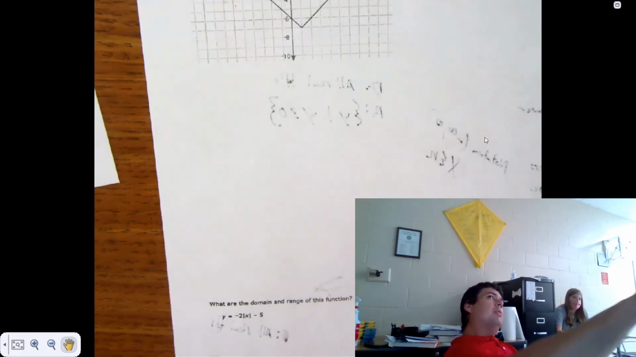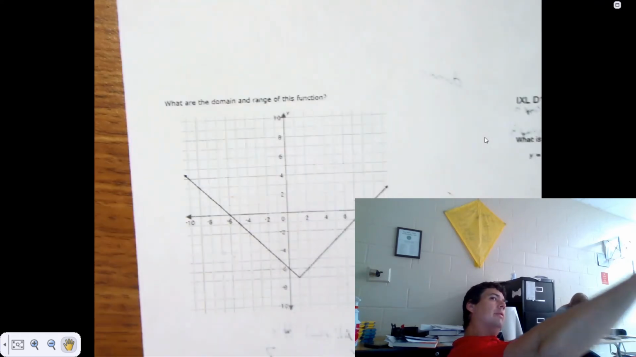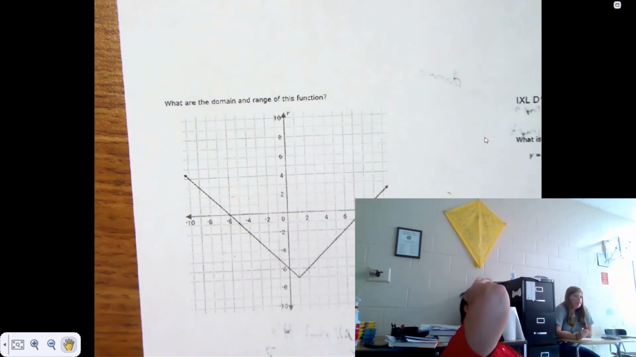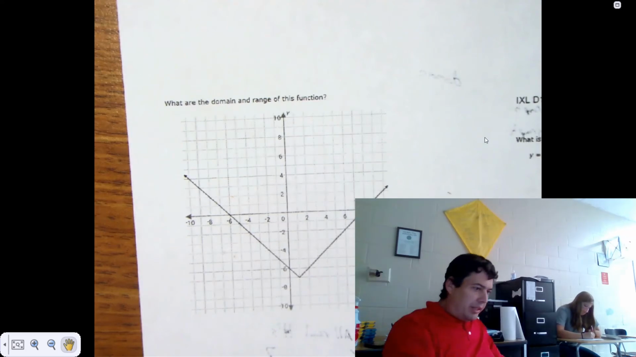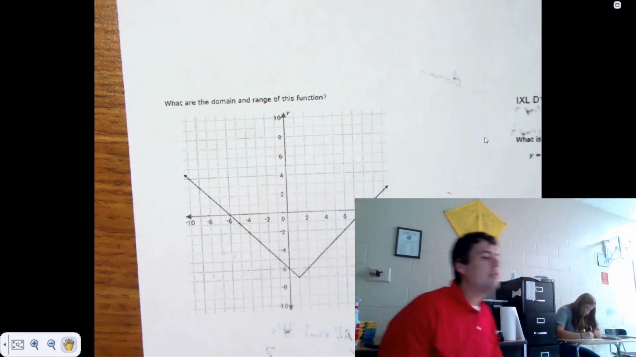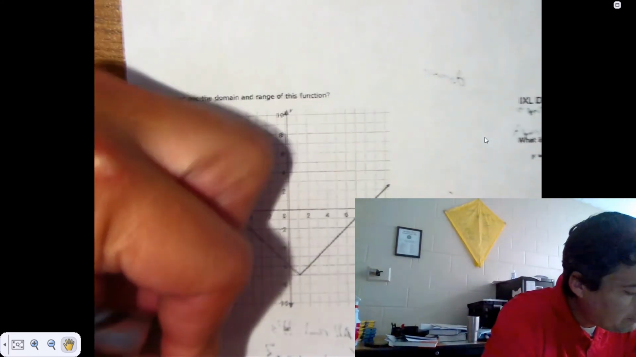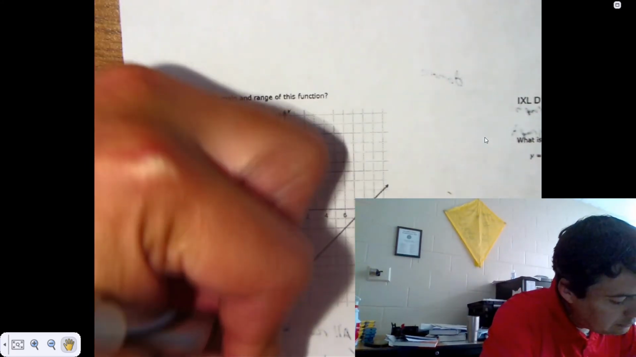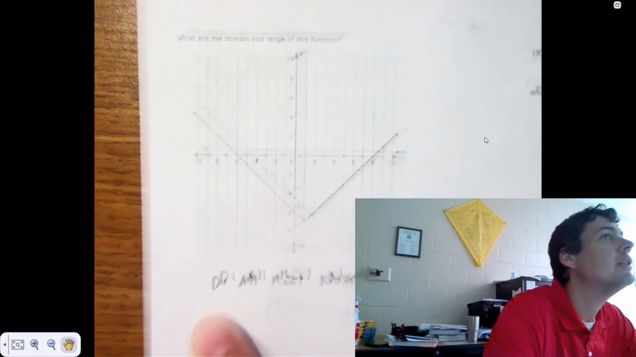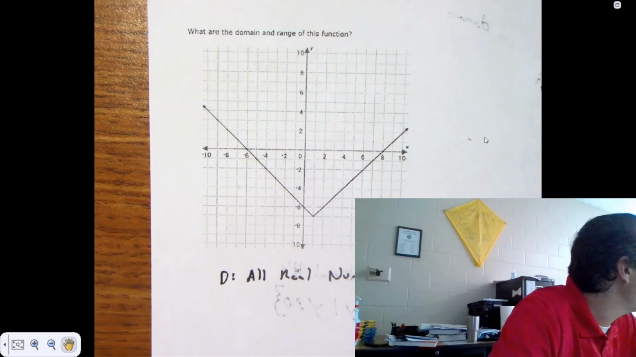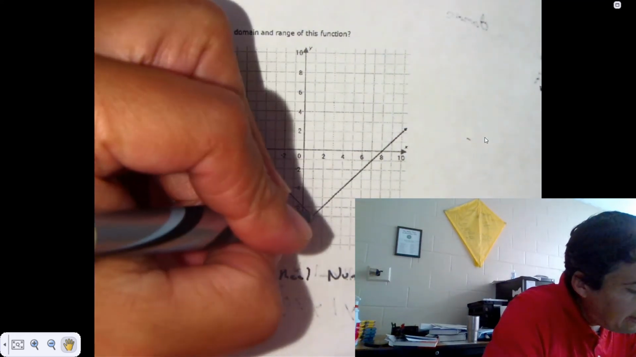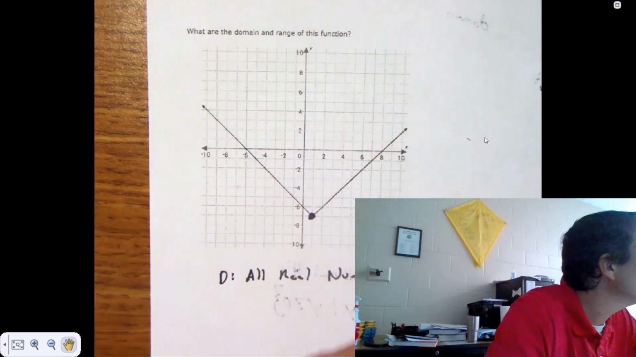Remember, y is the axis that goes up and down. As you move up, they'll shift this thing around trying to make it harder. But it's really not a big deal. Domain and range of this one. Logan, what's the domain? All real numbers. Of course, IXL actually says numbers. They don't use the number symbol. All real numbers.